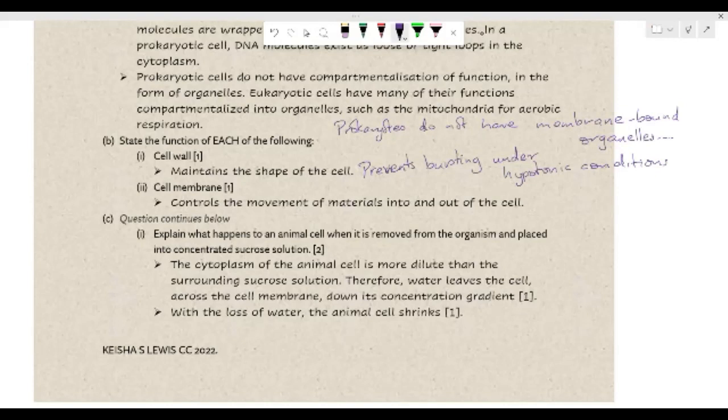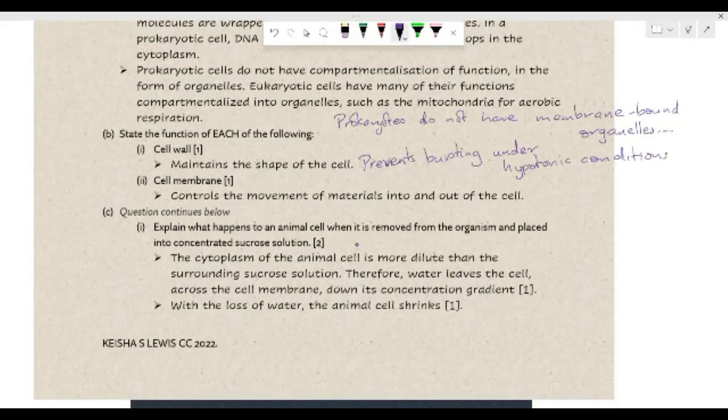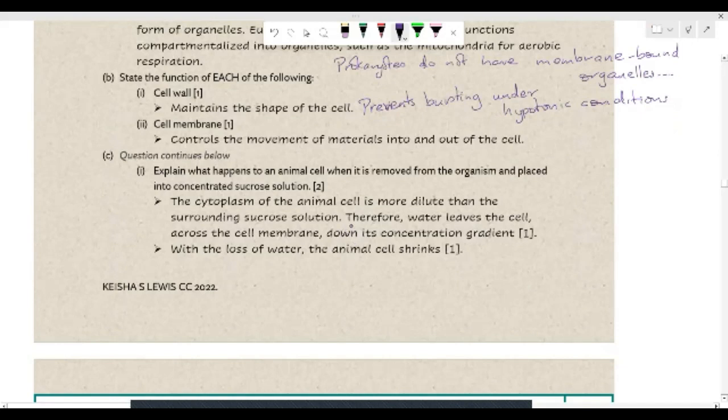Then we have, next question: what happens when an animal cell is removed from the organism and placed in a concentrated sucrose solution?